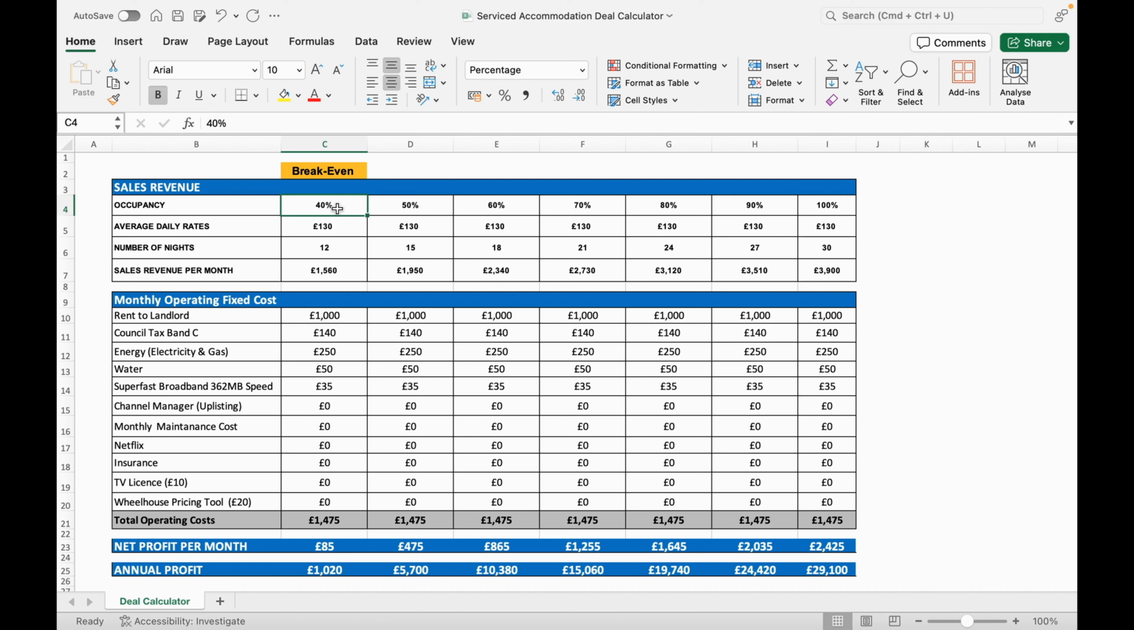If a deal doesn't work at 40%, if my net profit here is negative, it means if I don't reach 40%, I'll be paying out of my pocket. I won't do that deal.